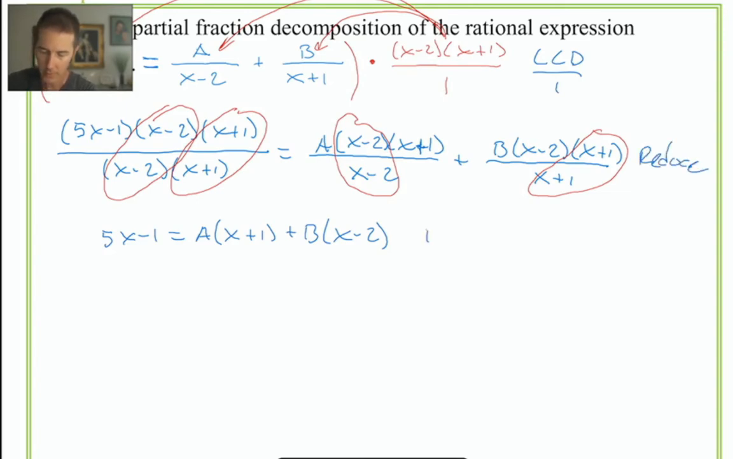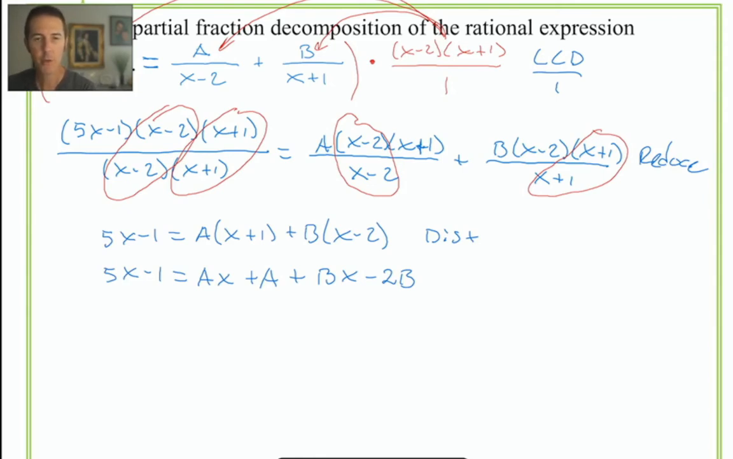And now I'm going to distribute. The left-hand side's not going to change, but the right-hand side is where the distribution's happening. You can continue rewriting the left-hand side. I usually get lazy and don't write it over and over again, but you can certainly do that.